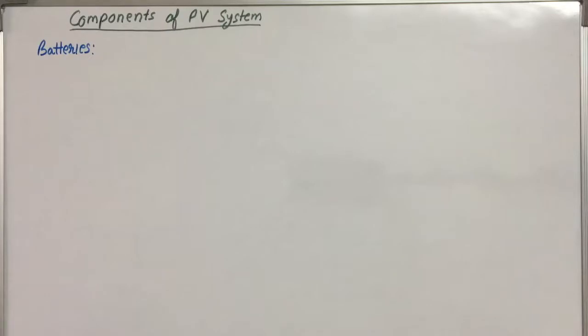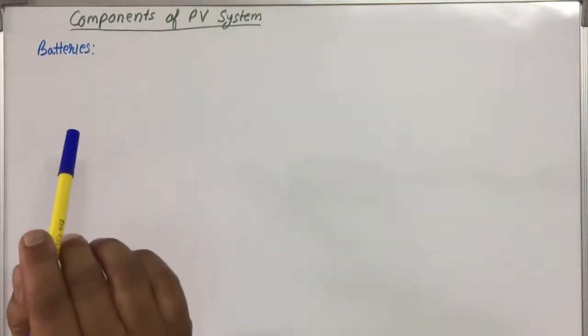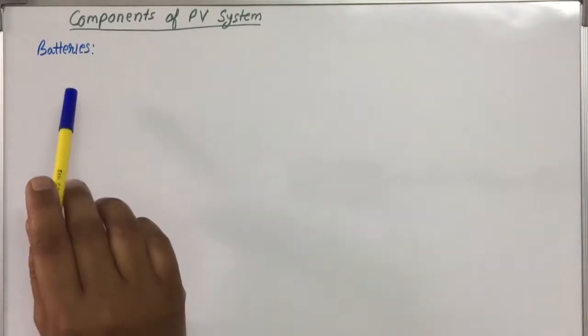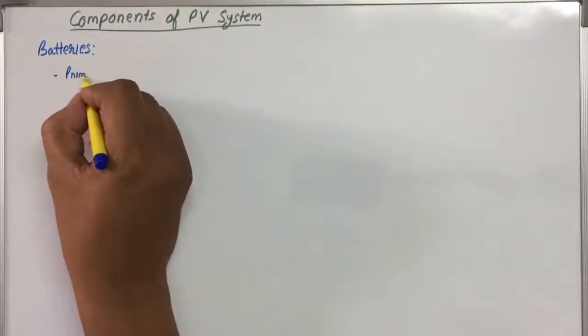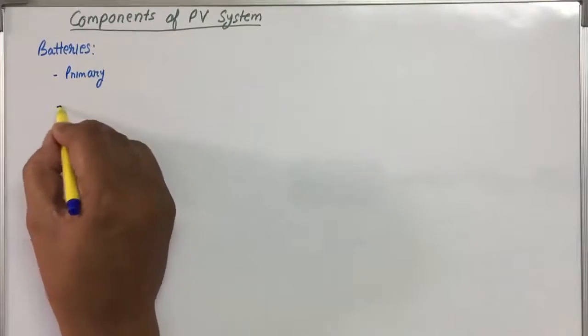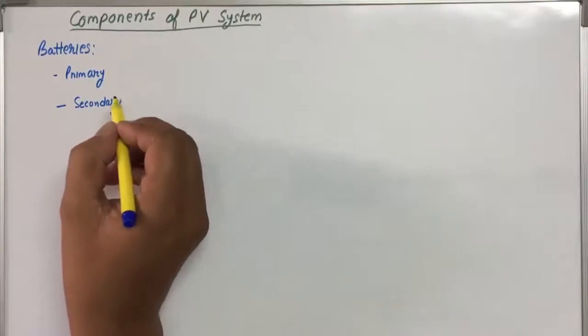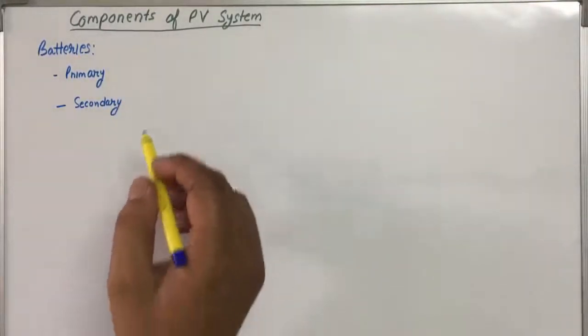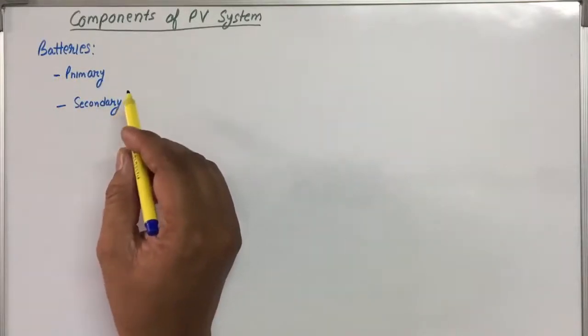Our aim is to discuss the optimal choice of the storage system so that we can maximize the utilization of our PV system. Batteries are a viable storage solution, and they are of two types: the first is primary and the second is secondary. So let us see which one is required in a PV system.